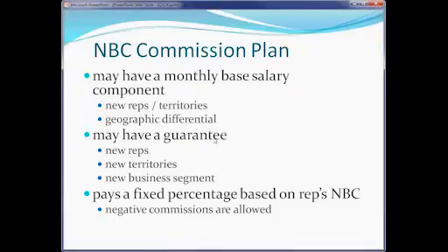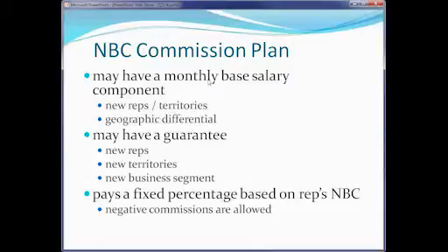Okay, so let's get into it. We recommend an NBC Commission Plan because it meets all of the objectives of the 5 elements of a good sales compensation plan. When we start looking at the mechanics of the plan, they may have a monthly base salary or some kind of a base salary component. And a lot of companies, even if they have straight commission, will wind up with a component because they'll have new reps or new territories.